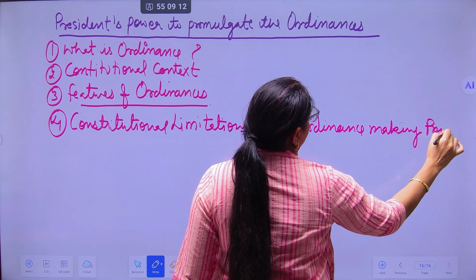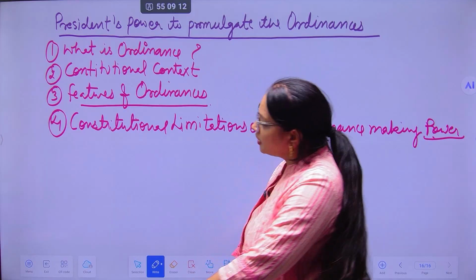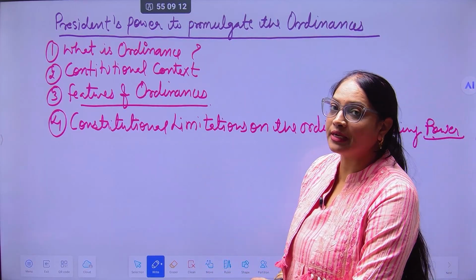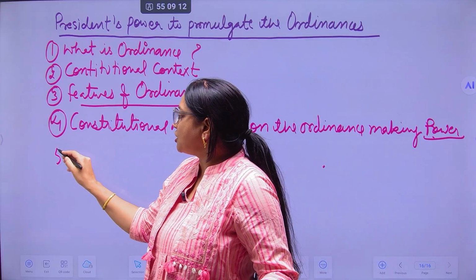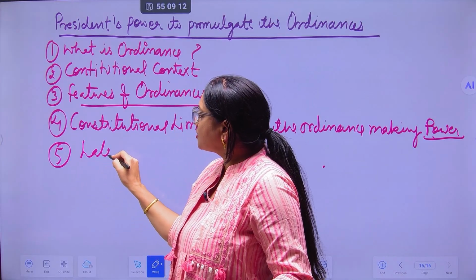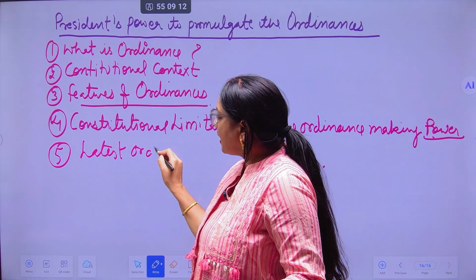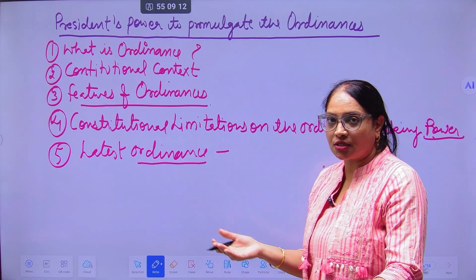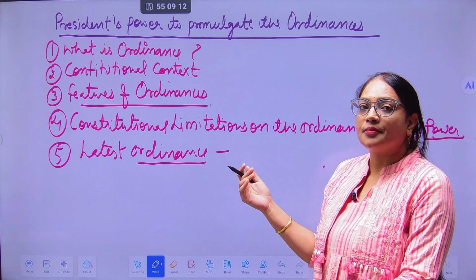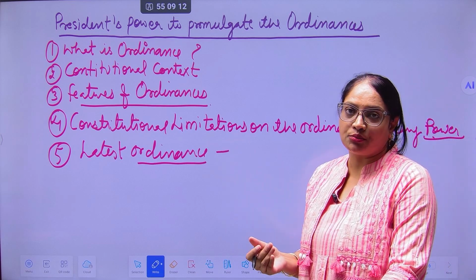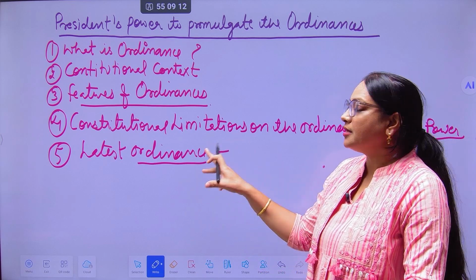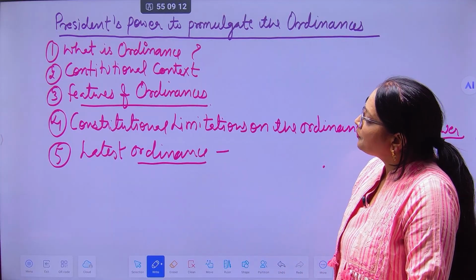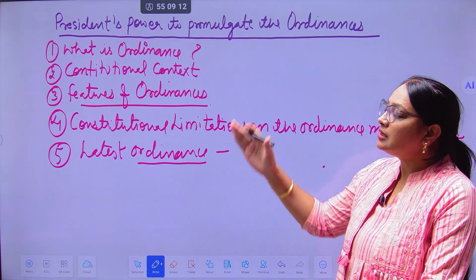power of the President. Okay, so these are a few dimensions. Apart from it we can also add one more dimension, that is certain latest ordinances. In this category, one important ordinance which is prevalent in the news is that the strength of the judges of the Supreme Court has been increased by an ordinance of the President in May 2026, right? So these are the dimensions we will try to understand.